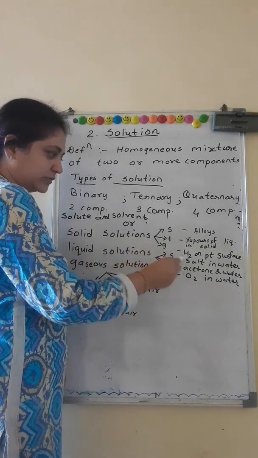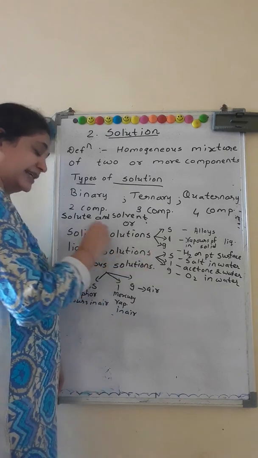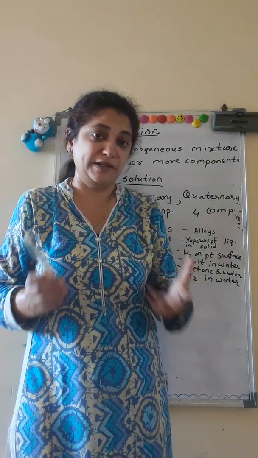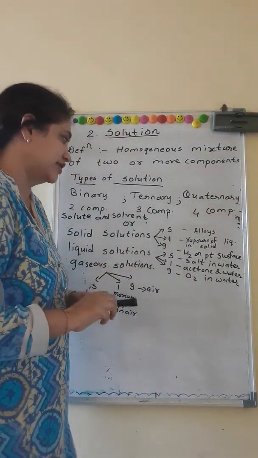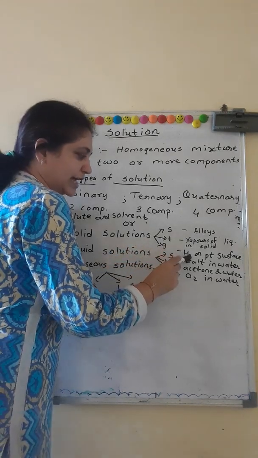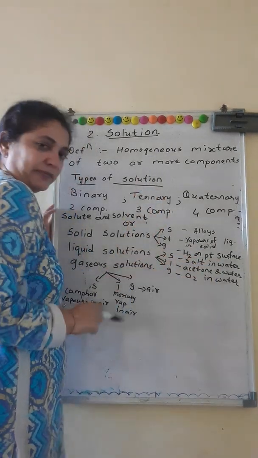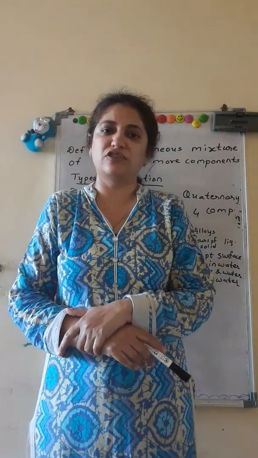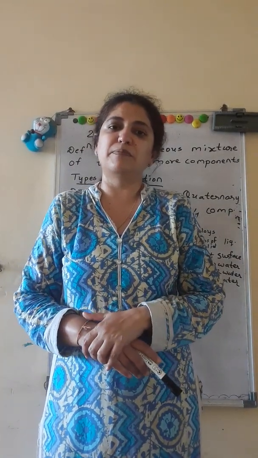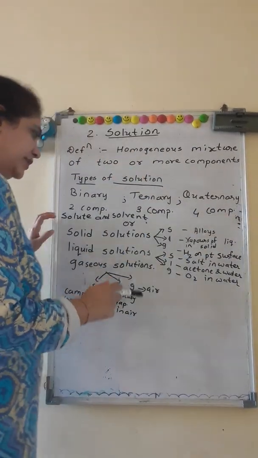So vapors of liquid in solid will be an example of this type of solution. Gas. Gas in solid means solid is present in large quantity, gas is present in small quantity. So H2 gas on the surface of platinum during the reduction reaction and all. This will be an example of gas in solid form.